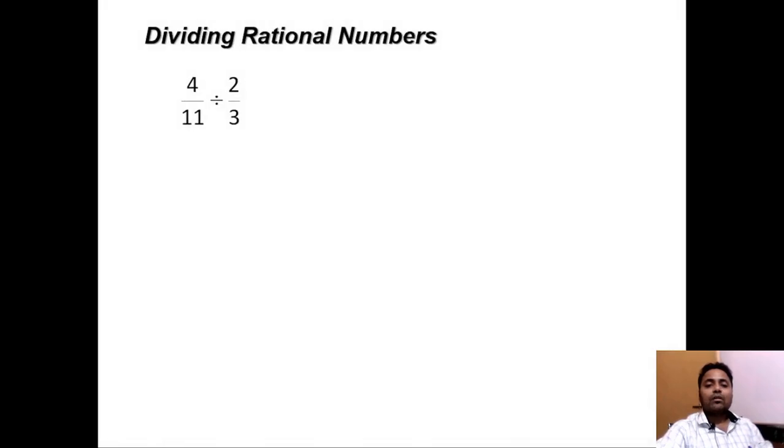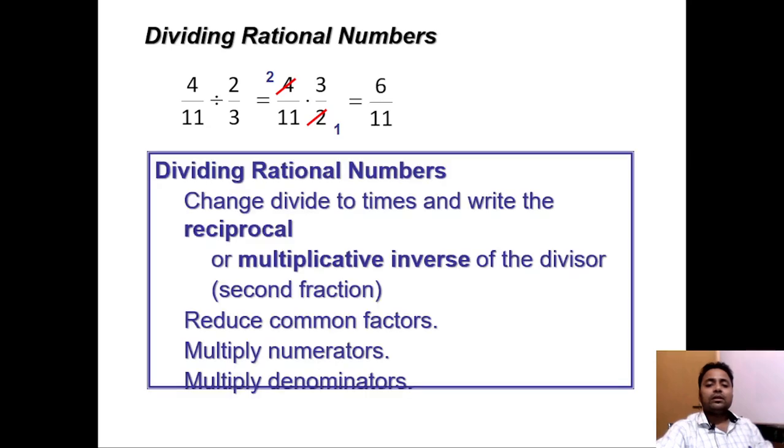Dividing rational numbers, like 4 by 11 divided by 2 by 3 is equal to 4 by 11 into 3 by 2. So here when 2 divides 4 2 times, then 2 will be multiplied by 3 and 11 will be multiplied by 1, then 6 by 11 is the answer.